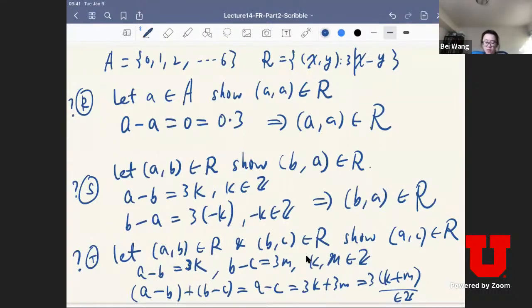So therefore, A minus C is divisible by 3, which means A and C is a pair of each relation. Okay? All right.